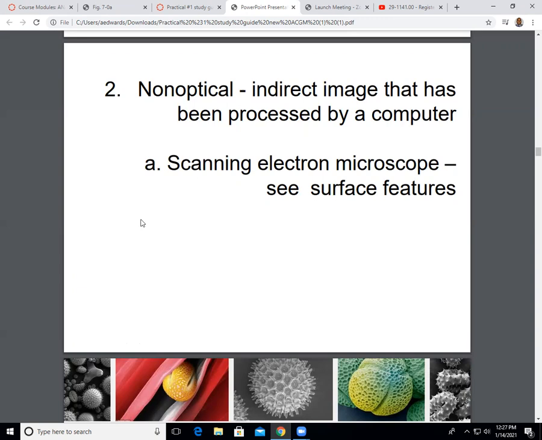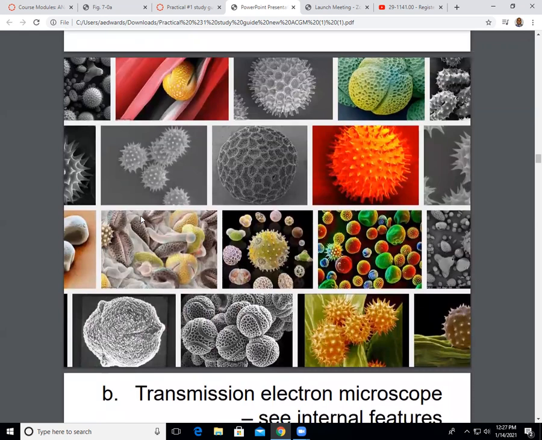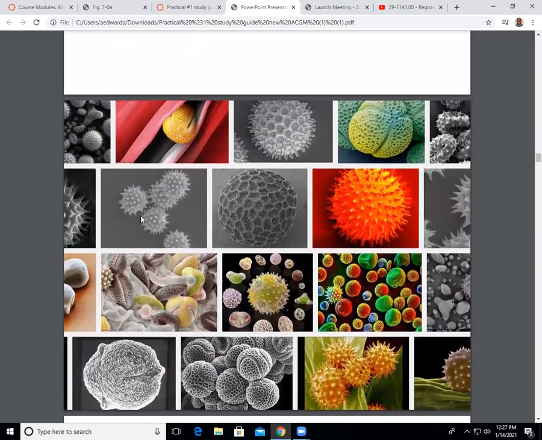And I don't know if you can see these pictures down here. You're getting the outside. So you're seeing the surface of all of these structures. That's what a scanning electron microscope does for you. You get all those cool pictures.